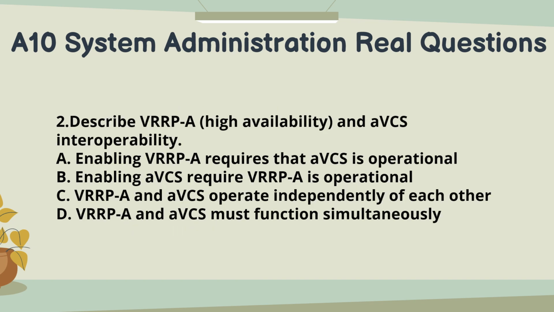2. Describe VRRPA, high availability, and AVCS interoperability. A. Enabling VRRPA requires that AVCS is operational. B. Enabling AVCS requires VRRPA is operational. C. VRRPA and AVCS operate independently of each other. D. VRRPA and AVCS must function simultaneously.